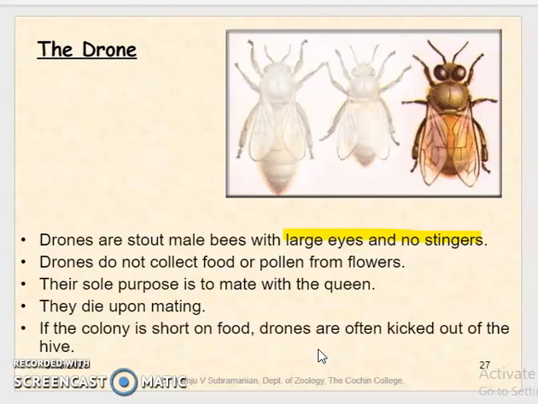And if there is a scarcity of food in the colony, then the drones are often kicked out from the colony.